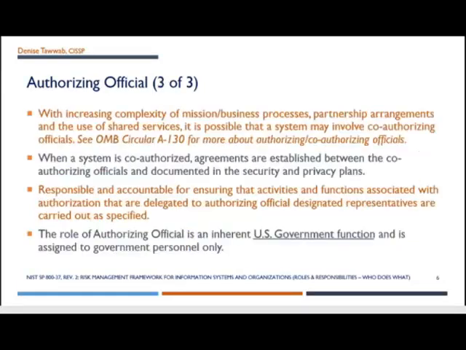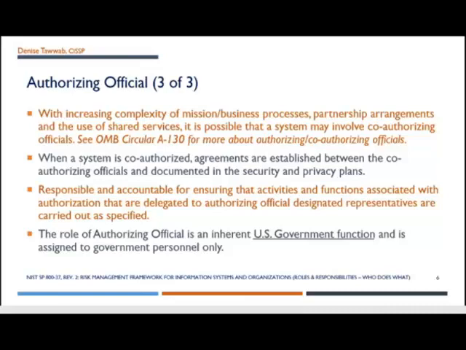These are the people who are responsible for saying, yeah, it's okay to operate this system and I accept the risk. With increasing complexity of mission business processes, partnership arrangements, and the use of shared services, it is possible that a system may involve co-authorizing officials. And you can look in OMB Circular A-130 for more information about how that works. When a system is co-authorized, agreements are established between the co-authorizing officials, and they're also documented in the security and privacy plans.